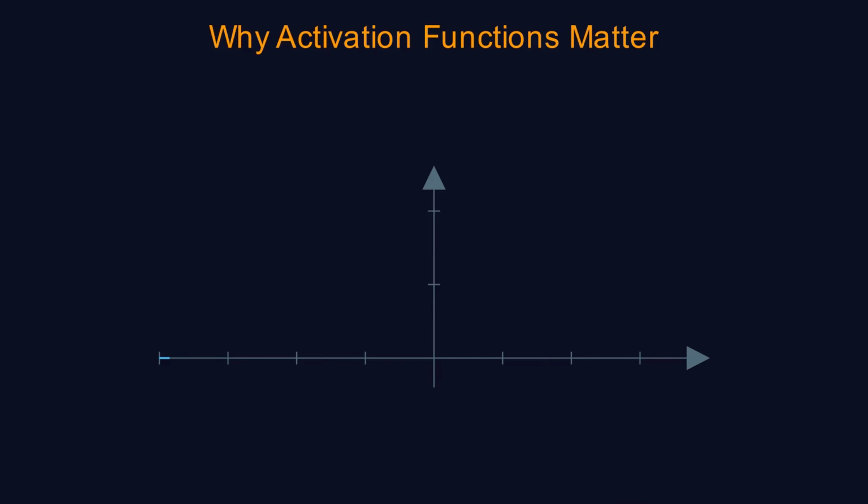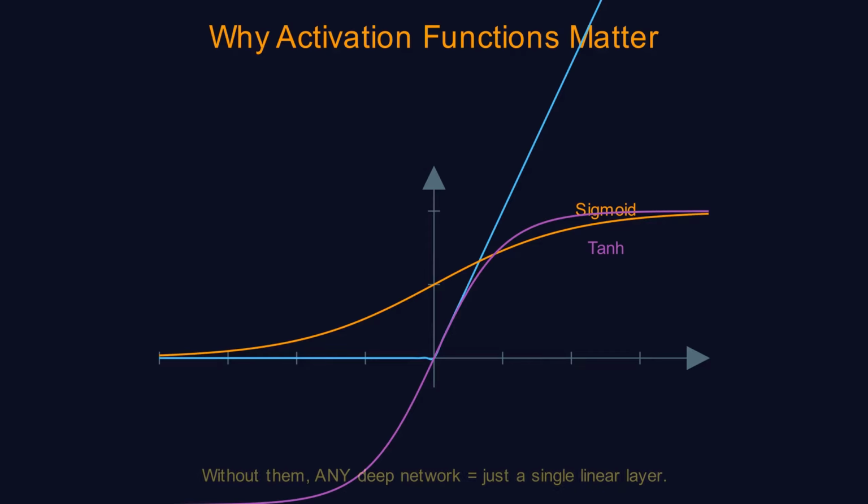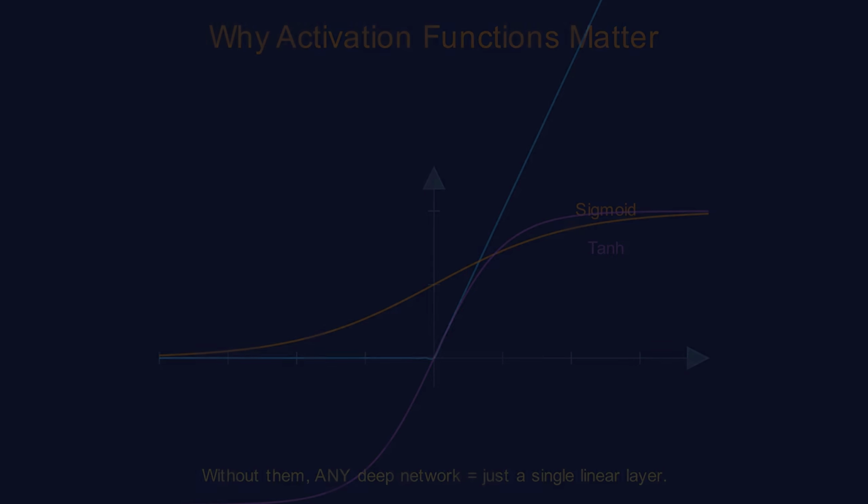One key detail: without activation functions, no matter how many layers you add, the network becomes just one linear transformation. ReLU keeps positives and drops negatives. Sigmoid squeezes values between 0 and 1. Tanh centers them between -1 and 1.